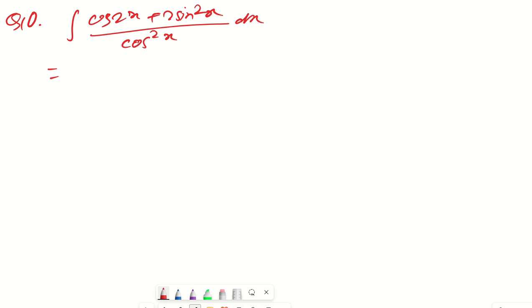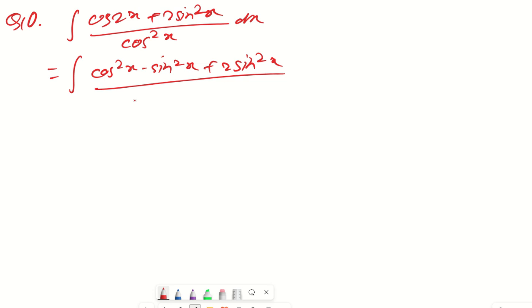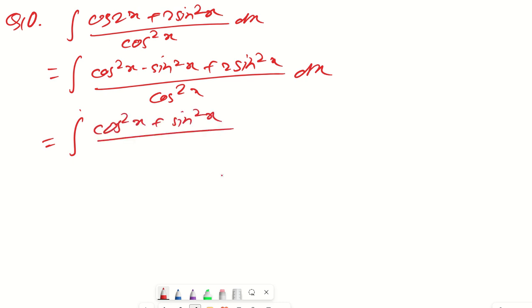Now what can we do here? We have cos 2x, and cos 2x can be written as cos square x minus sin square x. So I can write it down as cos square x minus sin square x plus 2 sin square x, divided by cos square x dx. This simplifies to cos square x plus sin square x divided by cos square x dx, and you know already that cos square x plus sin square x is 1.